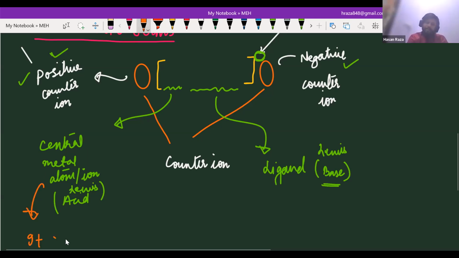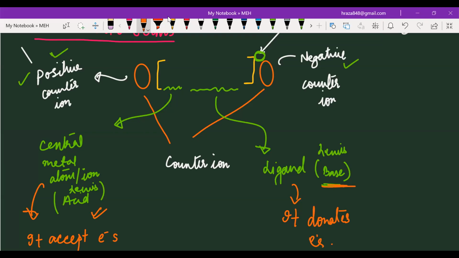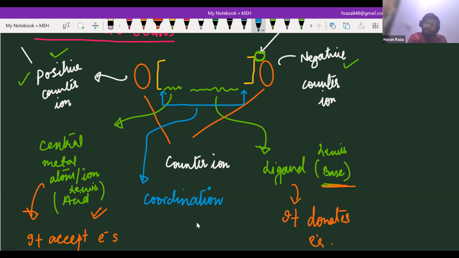It accepts electrons, and here it donates electrons. According to Lewis acid and base, the one which donates electrons is a Lewis base, and the one which accepts electrons is a Lewis acid. Is that clear? Yes, sir. And together this central metal atom and ligand are known as coordination entity. Together they are known as coordination entity.